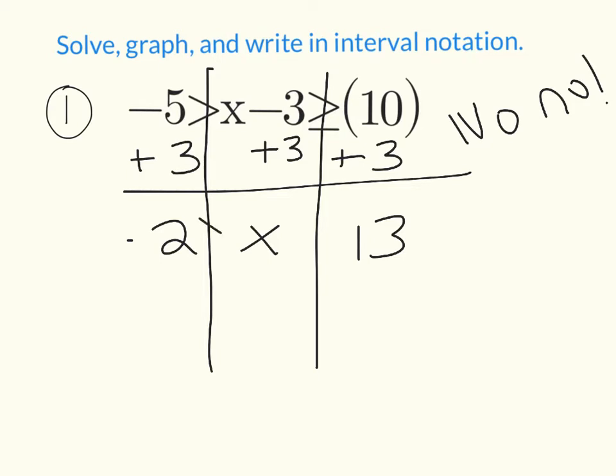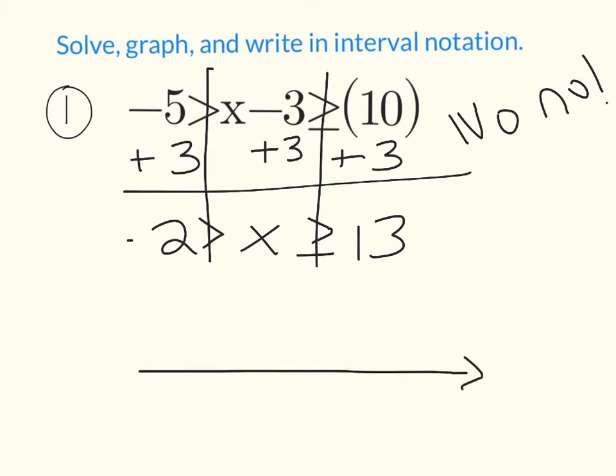But my inequalities, if we're thinking about it, we're actually doing the opposite. And let me show you when we do the graph here. If I see what it's saying, it says x. I'm going to flip that order. I like the variable on the left side. x is less than -2. We also see x is greater than or equal to 13.